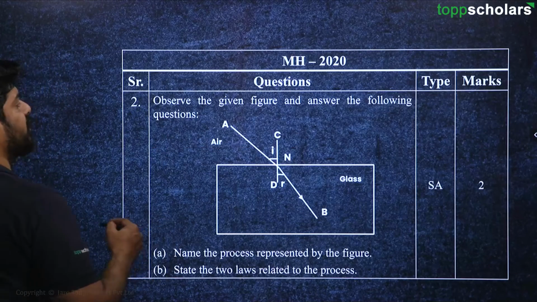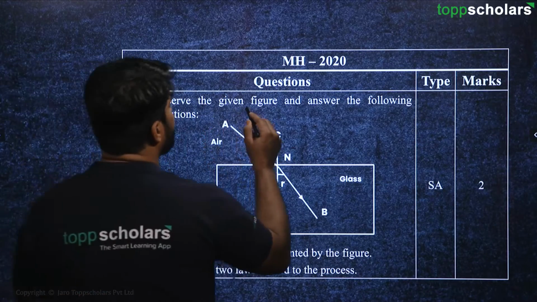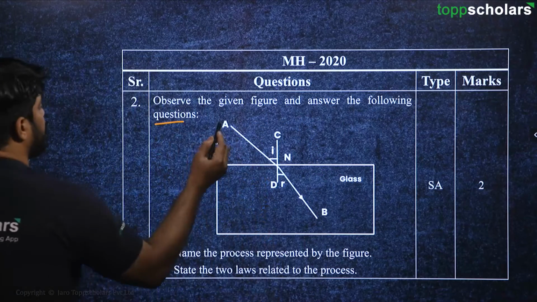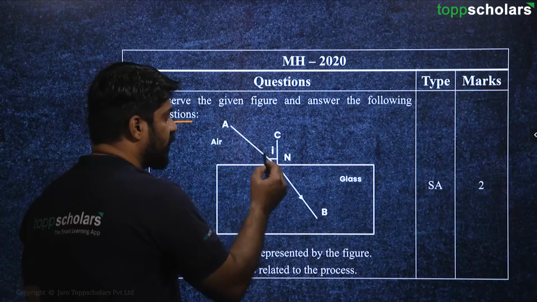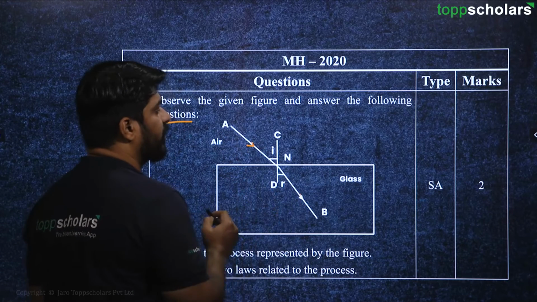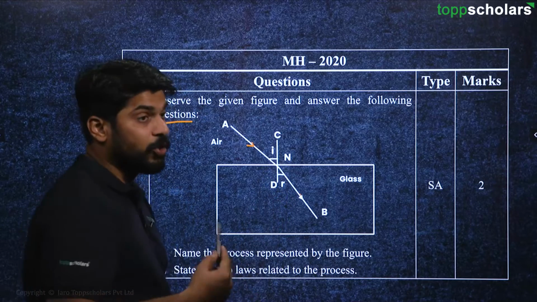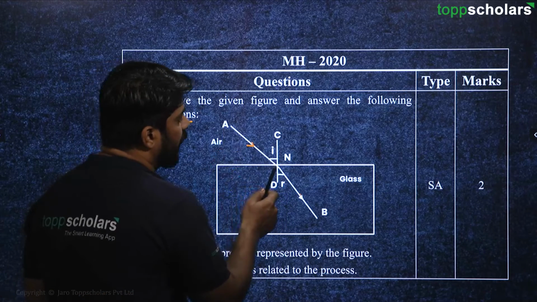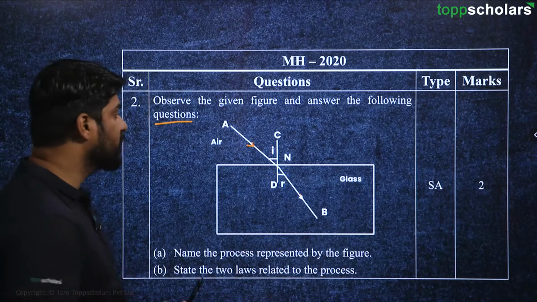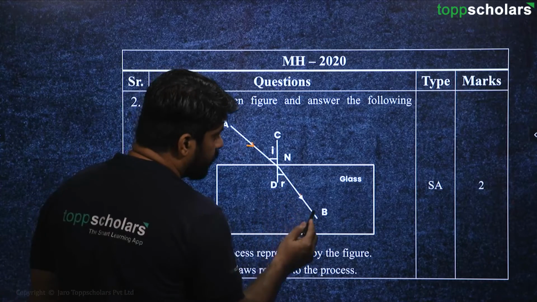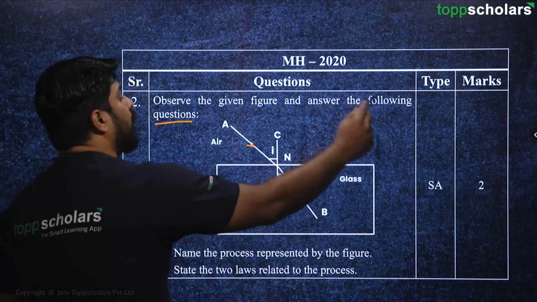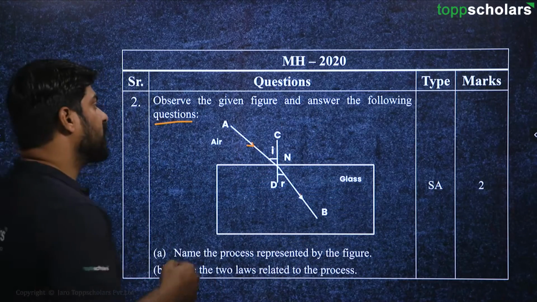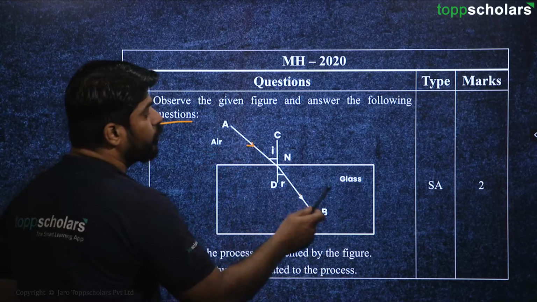Now moving on to the next question. Here it is. So here, observe the given figure and answer the following questions. So here we can see this diagram. This is the incident ray, this is the refracted ray. This CD is the normal here, okay. AN is the incident ray and this NB is the refracted ray. This is glass and this outside medium is air. So we can see that the light is traveling from air to glass.